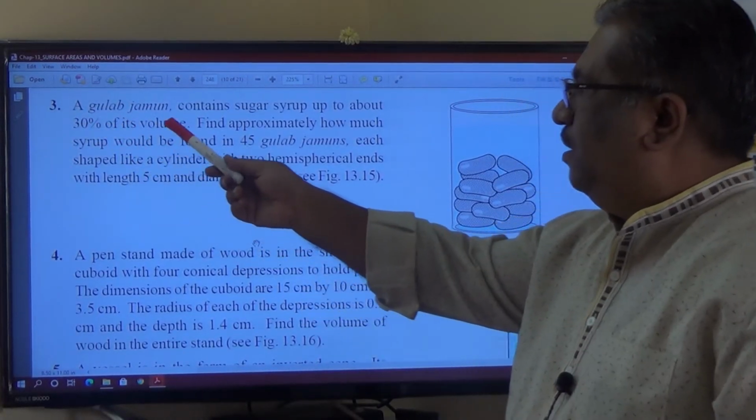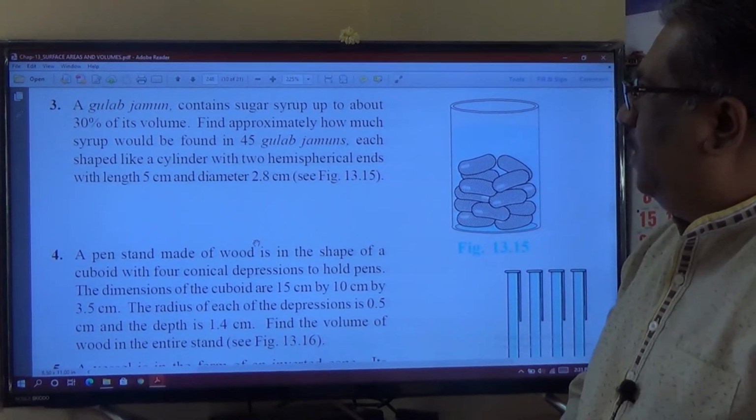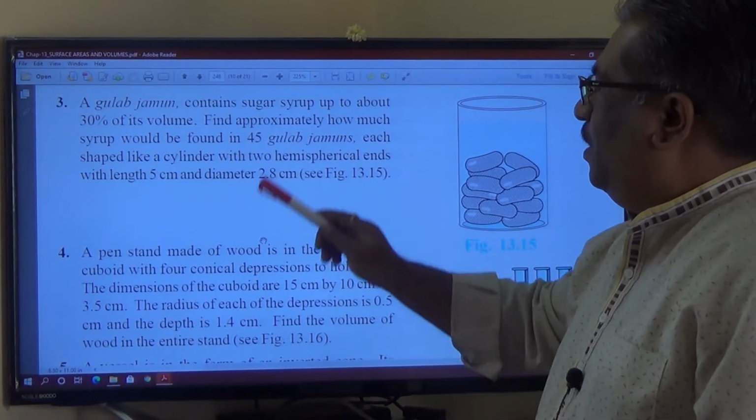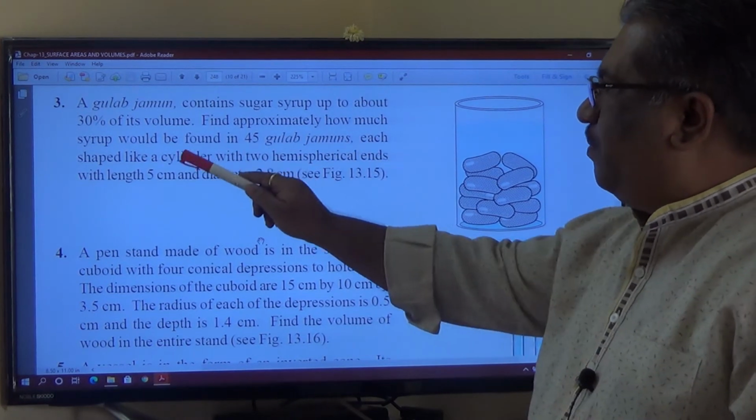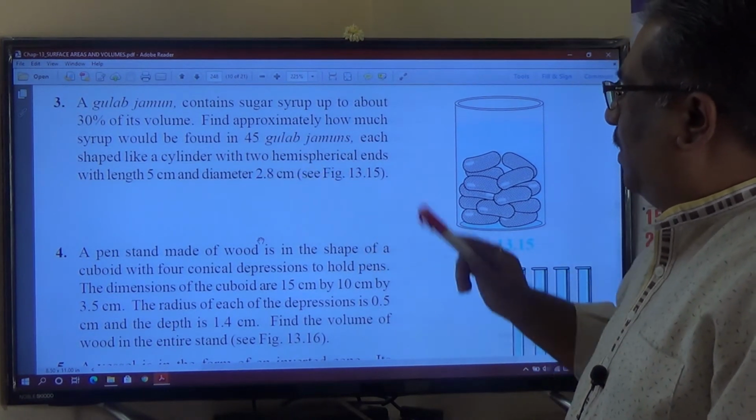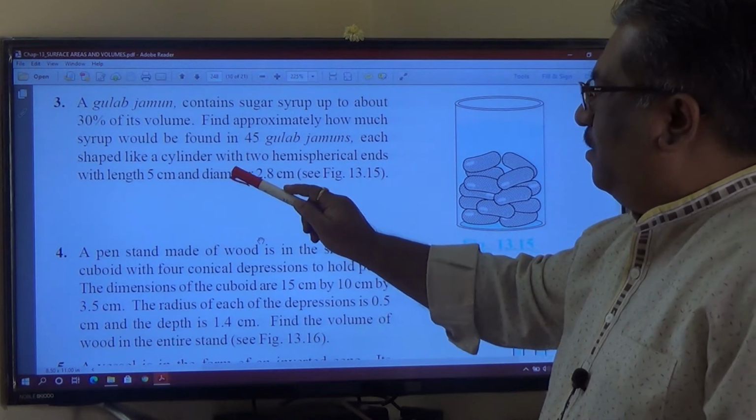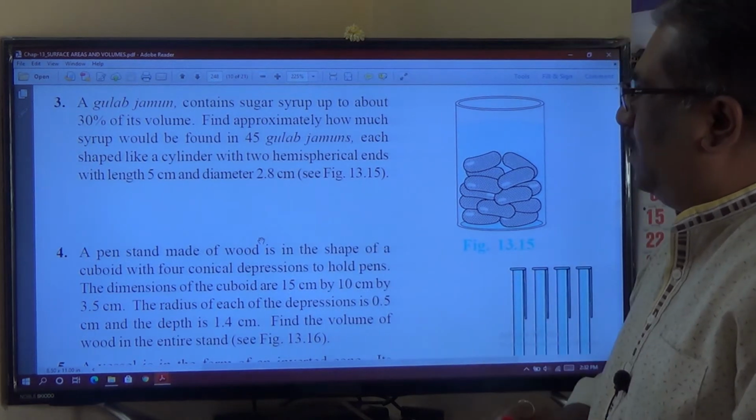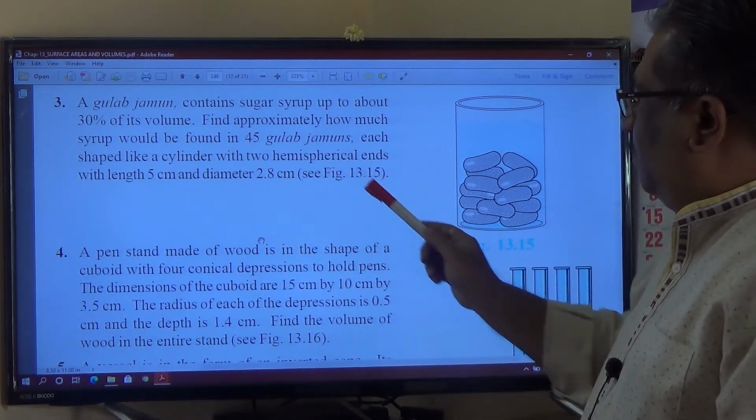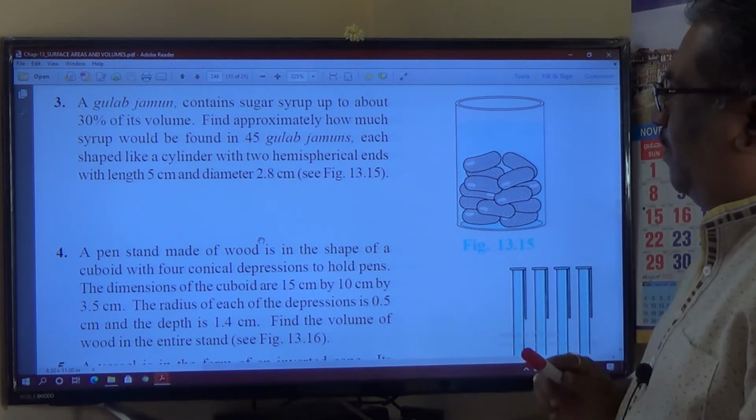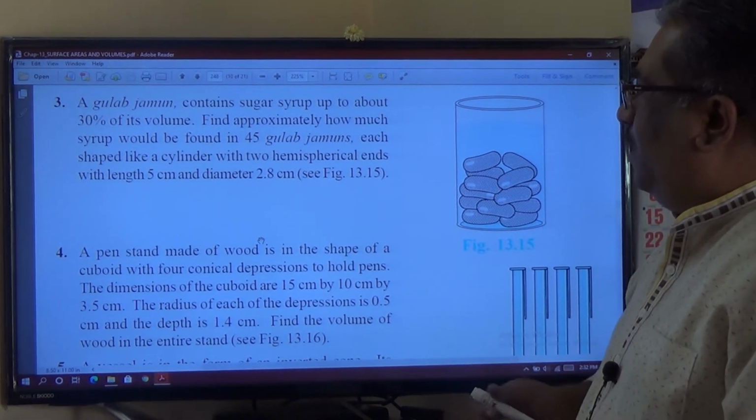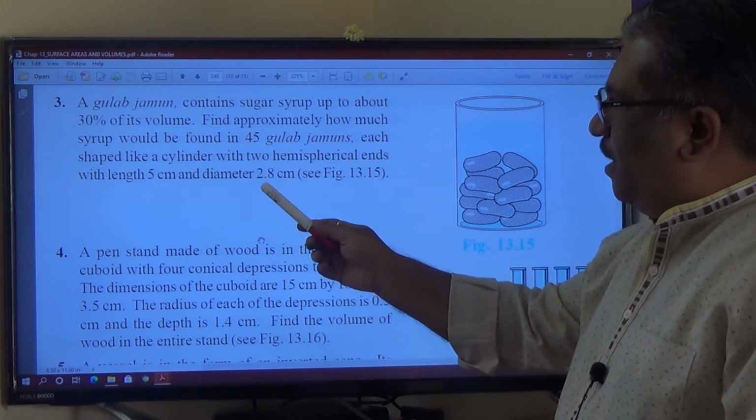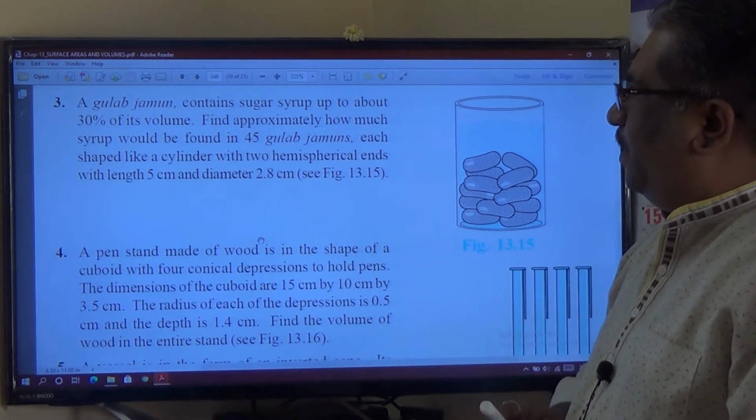Question number 3. A gulab jamun contains sugar syrup up to about 30% of its volume. Find approximately how much syrup would be found in 45 gulab jamuns, each shaped like a cylinder with two hemispherical ends with length 5 cm and diameter 2.8 cm. The shape of the gulab jamun is a cylinder with 2 hemispherical ends on either side, and the total length of the gulab jamun is 5 cm, and the total diameter is 2.8 cm.